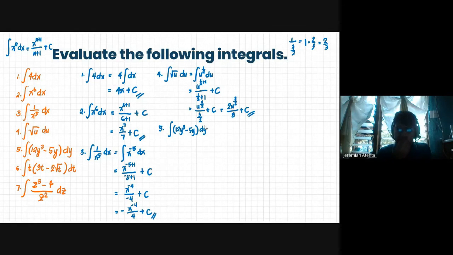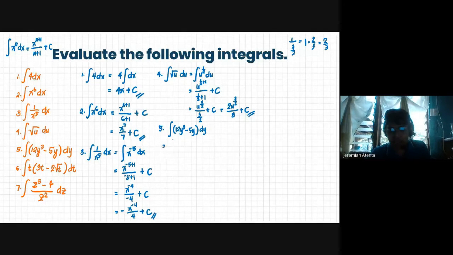Now, what theorem are we going to apply first? Take note here, we have two terms, right? We have two terms. So therefore, we can distribute the integral. And what theorem is that? Is it A, B, C, or D? Letter D. Okay, so first thing that you will do is to distribute the integral.